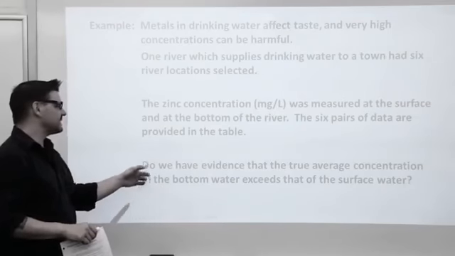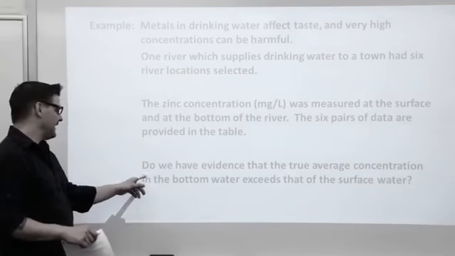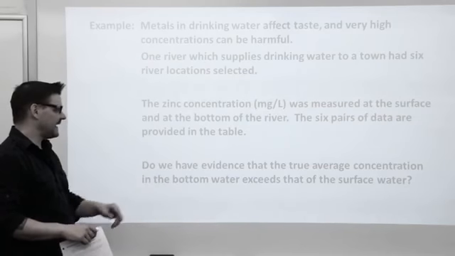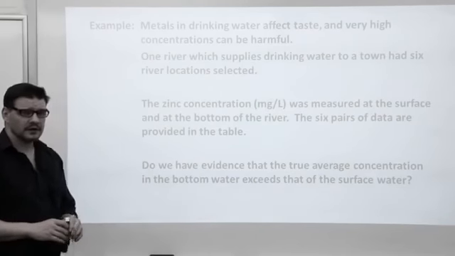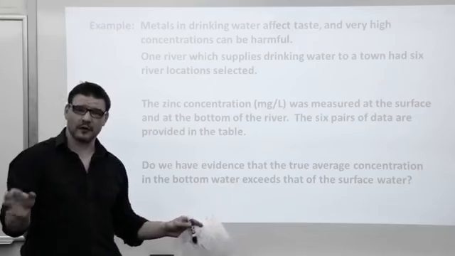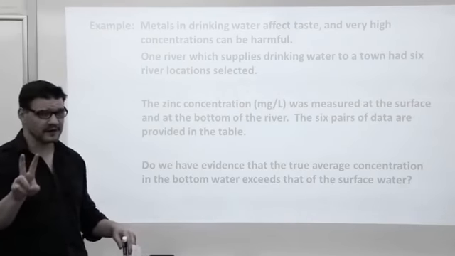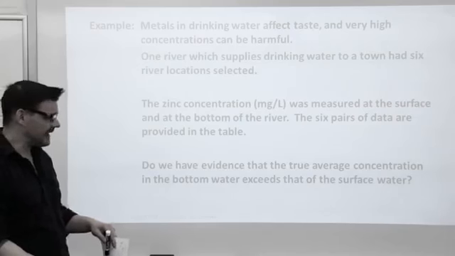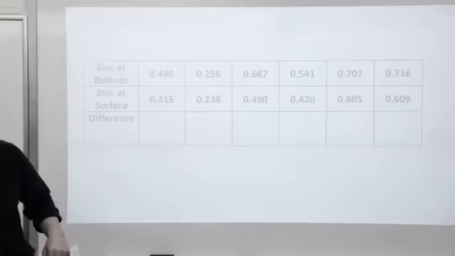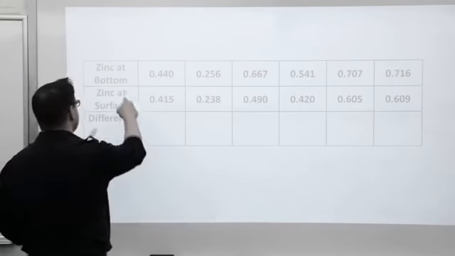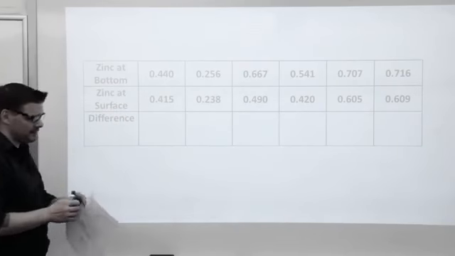Do we have evidence that the true average concentration in the bottom water exceeds that of the surface water? So just think about this. There's a river. We're going to 6 different spots, and at each spot we're taking 2 measurements, surface and down at the bottom. Here's the data. I've got zinc at the bottom. I've got zinc at the surface.